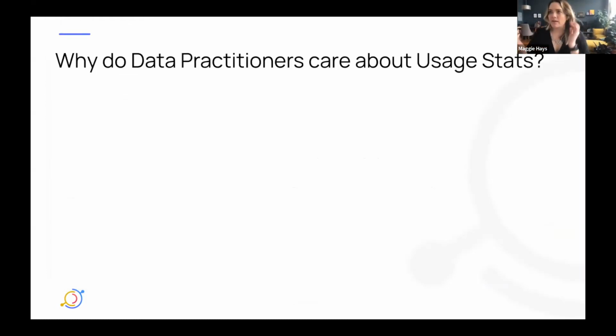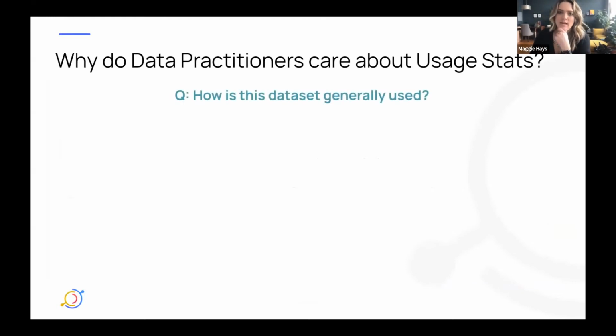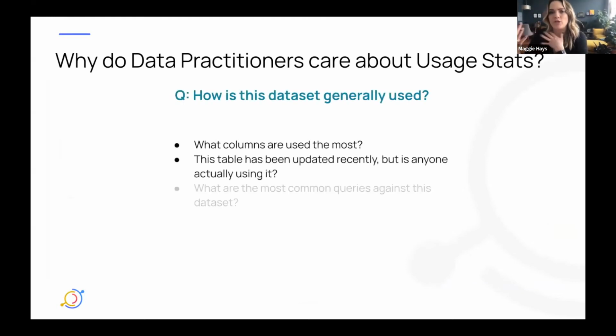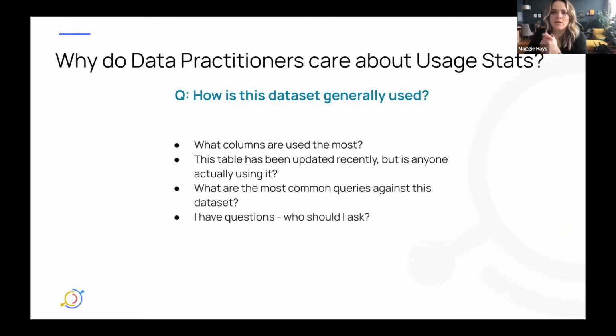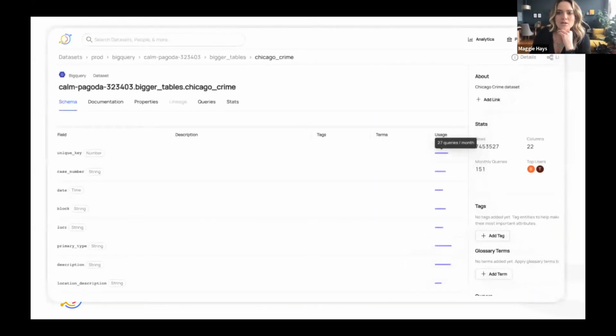And then on the other side of things, we think about usage stats. This starts to answer questions around how is this data generally used? What columns are most important? Even if the table has been updated recently, are people actually querying it? Is it something that is used within my community of data practitioners in my company? And then questions around, who's using this, so I can go ask them questions about how to interpret the output of it. So going back to our schema tab here with the same data set, we have this idea of query usage at the column level.